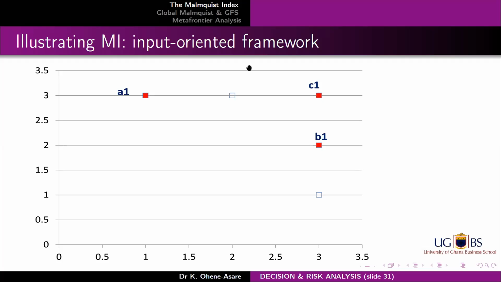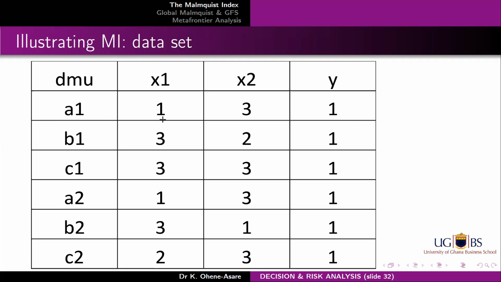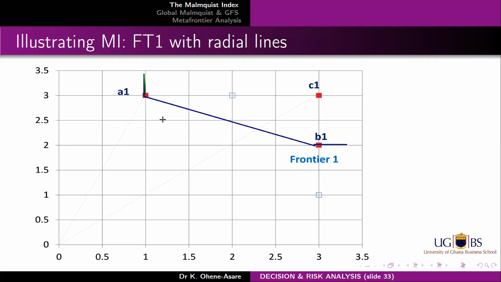Now, can I join the frontier? Absolutely, because you have A1 and B1. And this is an input-oriented framework. So I can join this one to that here, and then create the free disposal line. This is what I've just done here. So I've created a free disposal line, stretching this one and stretching the upper. And then I've drawn the radial fashion.